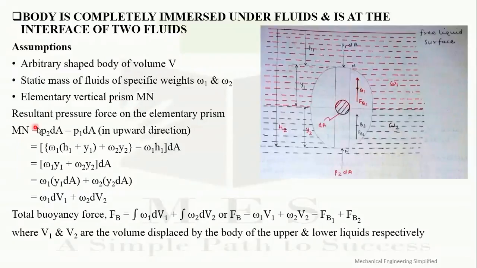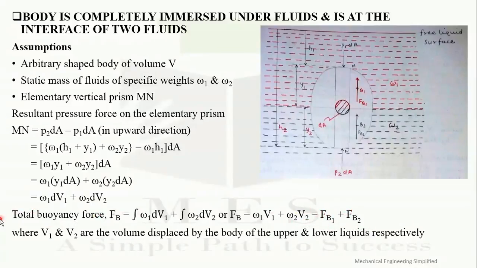In this case also, the resultant pressure force on the elementary prism is P2 dA minus P1 dA in the upward direction. When we write P2 in terms of omega 1 H1 plus Y1 and omega 2 Y2, minus omega 1 H1, times dA, the omega 1 H1 terms get cancelled. This gives omega 1 Y1 dA plus omega 2 Y2 dA, that is omega 1 dV1 plus omega 2 dV2. We get the total buoyancy force by integrating over the complete immersed volume. Then Fb is equal to omega 1 V1 plus omega 2 V2, which is also equal to Fb1 plus Fb2.